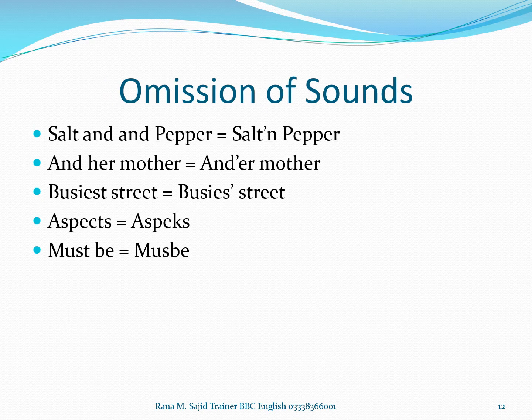So on the next slide we have the idea of omission of sounds. So let's see how certain sounds are omitted from expressions so that these expressions may be said in a fluent way. So instead of saying salt and pepper, we say salt and pepper. Similarly, and her mother, we say and her mother.